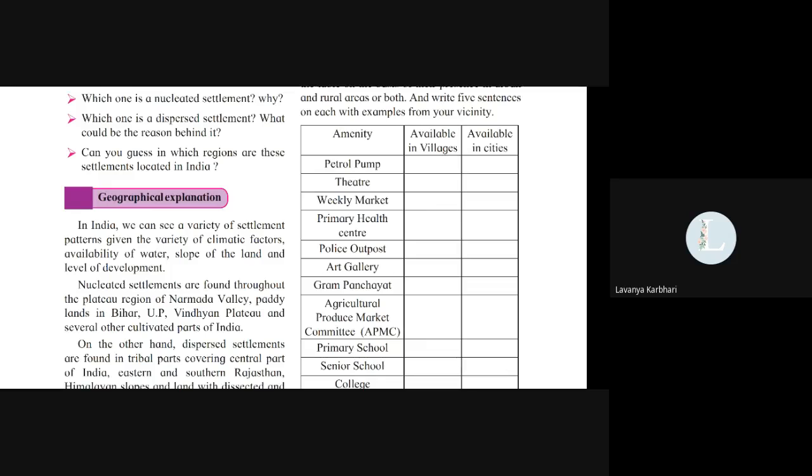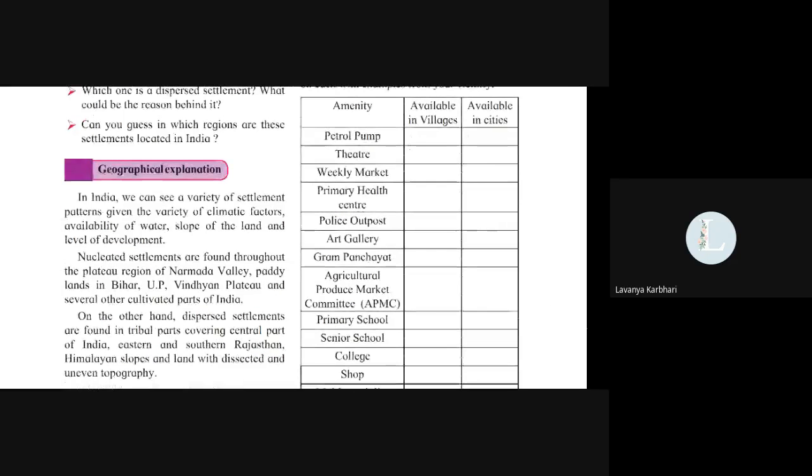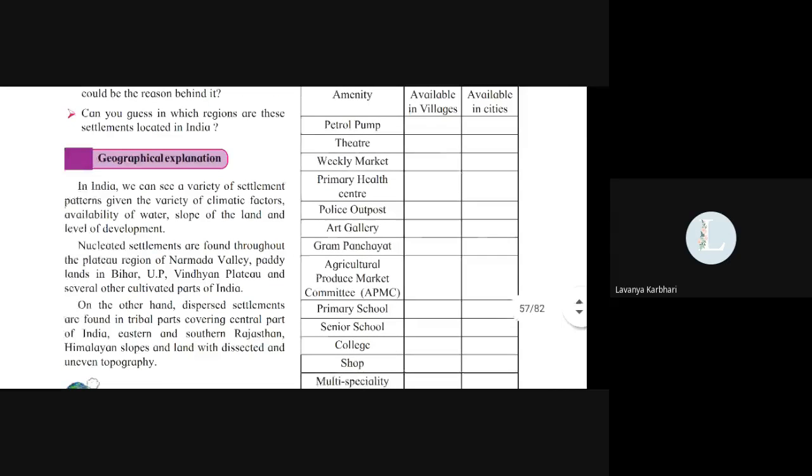म्हणजे काय, इथे काही फॅसिलिटीज किंवा अम्युनिटीज दिलेल्या आहे. ओके. आणि इथे 2 कॉलम आहे, अवेलेबल इन विलेज, अवेलेबल इन सिटीज. म्हणजे जी विलेज मध्ये अवेलेबल आहे त्याला टिक मार्क करायचं, जी सिटी मध्ये अवेलेबल आहे त्याला. ओके. सो पेट्रोल पंप इज अवेलेबल इन सिटी, नॉट इन विलेजेस. ओके. थिएटर इन नॉट विलेजेस, इट इज इन सिटीज. वीकली मार्केट, वीकली मार्केट इज available in village also and in cities also.